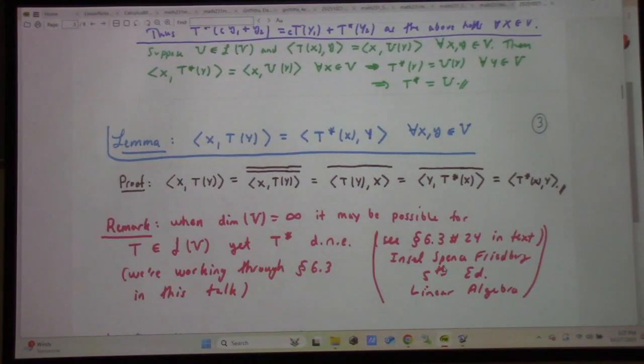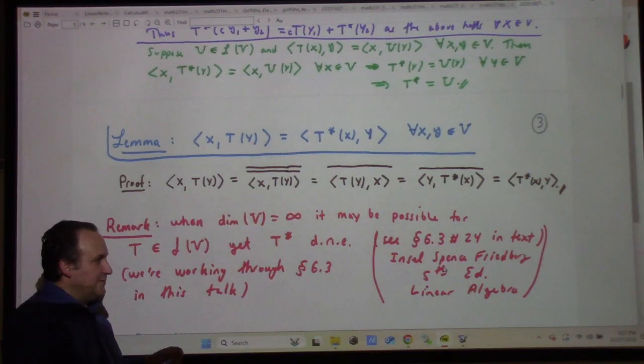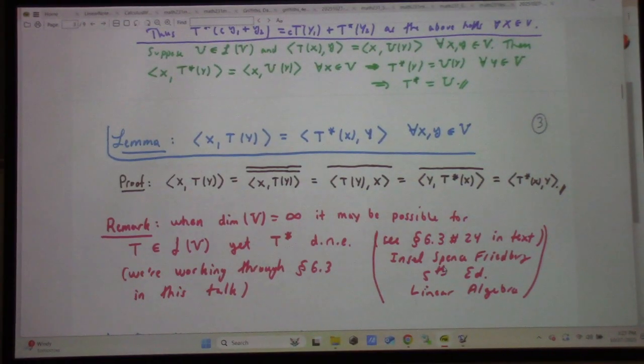Warning, when you have an infinite dimensional vector space, it may or may not be the case that the adjoint exists. There's an exercise number 24 in section 6.3 which illustrates this. There you have an infinite dimensional vector space, and what you would want to be the adjoint just can't work.